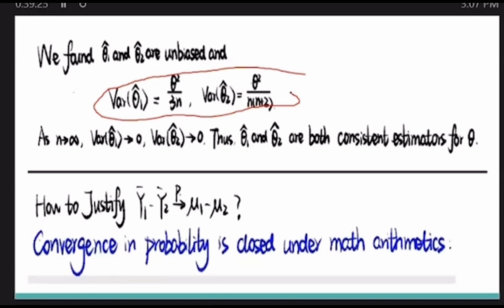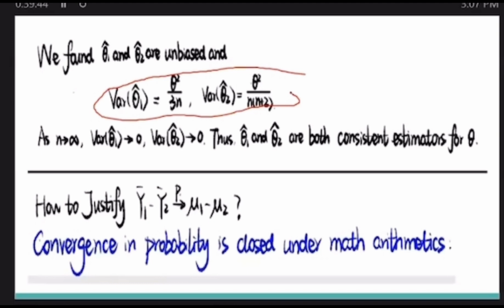But imagine if theta cap 1 and theta cap 2 are biased estimators, then what I'm going to investigate will be the mean square error. And don't forget, mean square error equals variance plus the square of bias. Does that make sense? Any question on that?